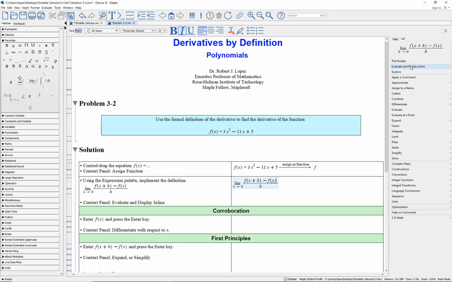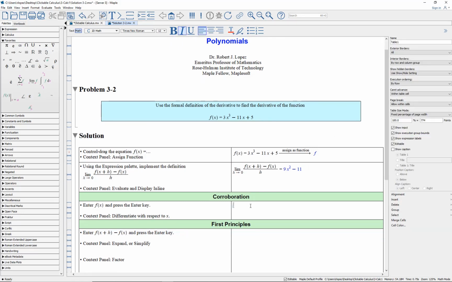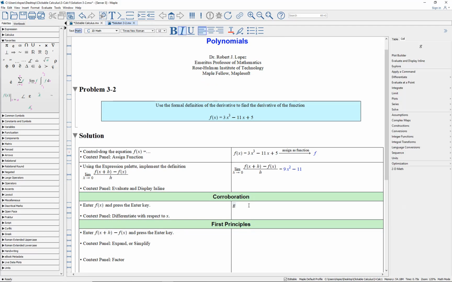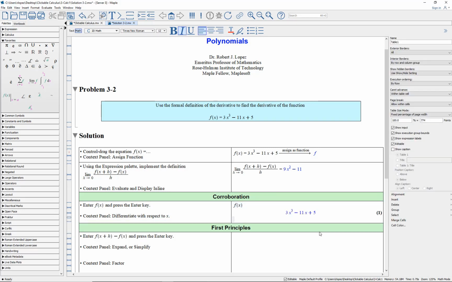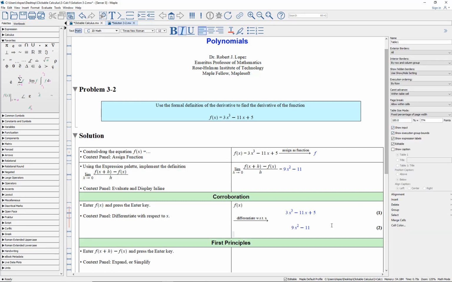There's a keyboard equivalent. In fact, there are two: Control equal, which is what I always use, and Alt enter. So with control equal, I get 9x squared minus 11. Well, if we write f of x and hit the enter key, we have the rule echoing back. In the context panel, we see differentiate with respect to x. When we do that, we get 9x squared minus 11.